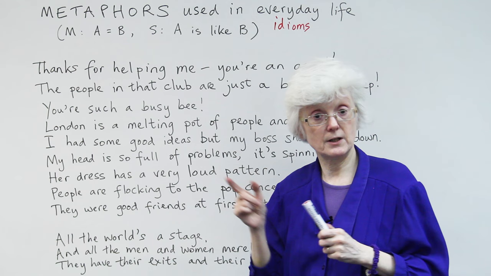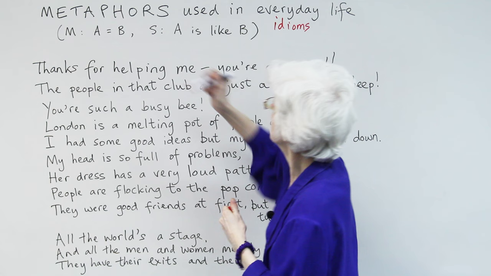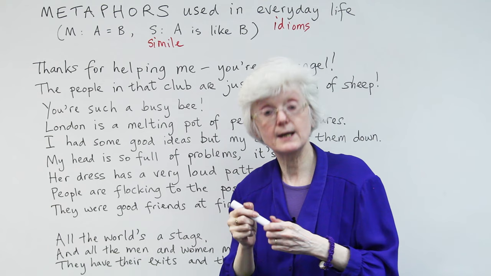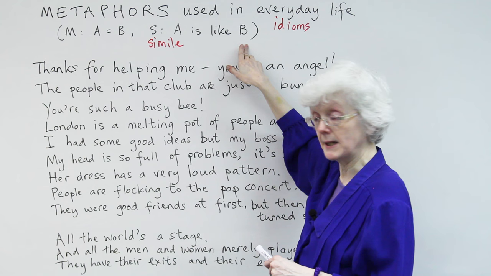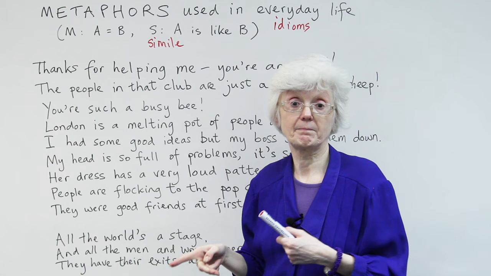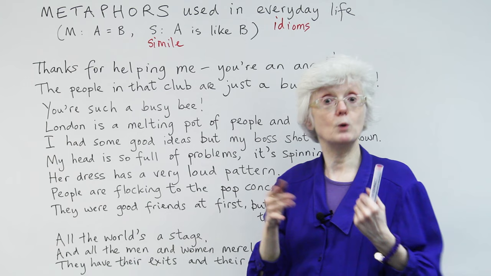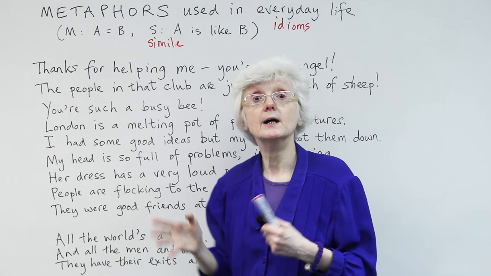The other type of style of speaking is called a simile, and we'll have another lesson on that, a separate lesson. And with a simile, you don't say A is B, you say A is like B. So with this one, you'd say you are like an angel, or you are as good as an angel. But with the metaphor, you are an angel. So that's the difference between metaphors and similes. So please look at the other lesson about similes to see some examples of that.